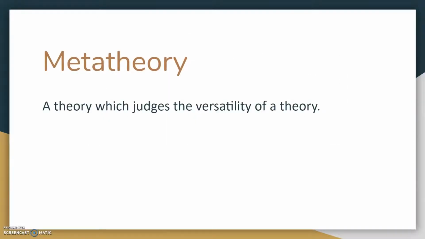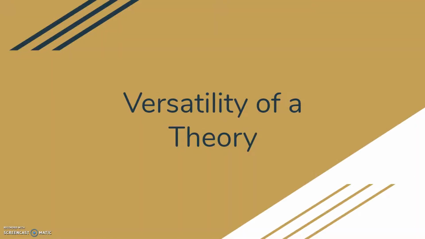Our next task is to create a theory of theories, the meta-theory. In a general sense, the meta-theory is a theory that judges the versatility of a theory. To understand what the versatility of a theory is and how the meta-theory will gauge it, let us revisit the purpose of data, which was explored in the previous video, as it is connected to the versatility of a theory.